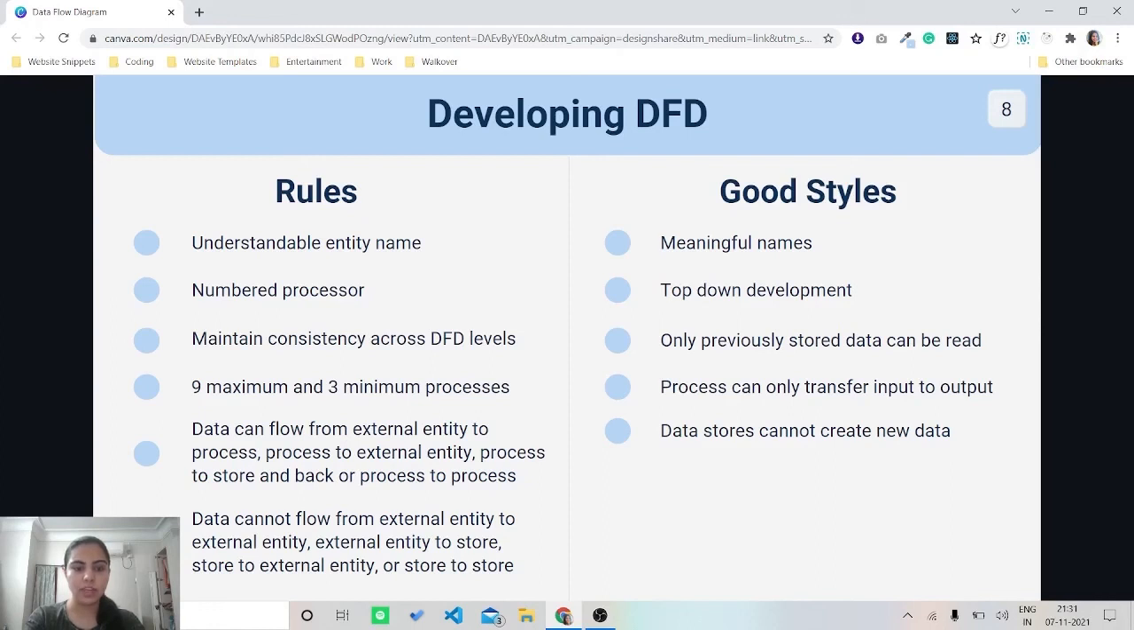Good style in drawing DFD. Useful and meaningful names of data flow, process, and data store should be used. Use top-down development starting from the context diagram and successive level DFDs. Only previously stored data can be read. A process can only transfer input to output. It cannot create new data. A data store cannot create new data.